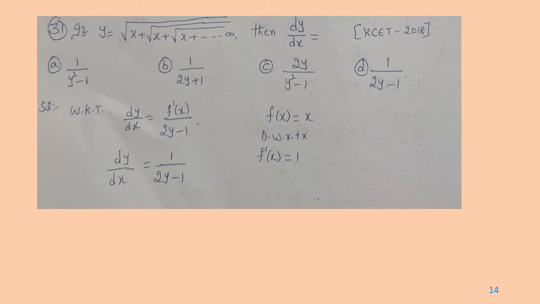Now the next one, if y equal to square root of x plus square root of x plus square root of x plus etc. to infinity, then dy by dx. This is also asked in the year 2018. So we know the standard result, and from this f of x value is x. If you differentiate with respect to x, f dash x equal to 1. So the result is dy by dx equal to f dash x by 2y minus 1. So substituting f dash x, it will be 1 by 2y minus 1, which is option D.